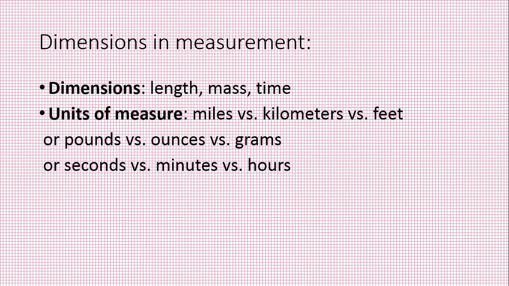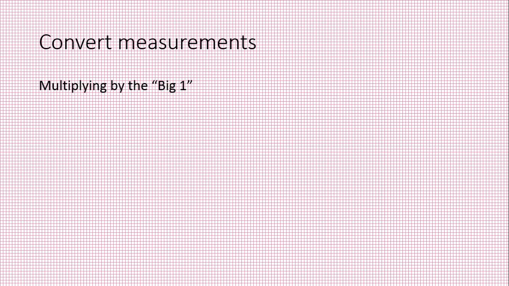The same is true of pounds, ounces, and grams, which are all measurements of mass, and seconds, minutes, and hours, which measure time. The way that we convert measurements using dimensional analysis is by multiplying by fractions that we call the big one. Anything with an equivalent amount in the numerator and the denominator. For example, 1 minute is equal to 60 seconds. So this fraction is two equivalent amounts, which is equal to 1. The great thing about 1 is you can multiply it by other things without changing their actual value.